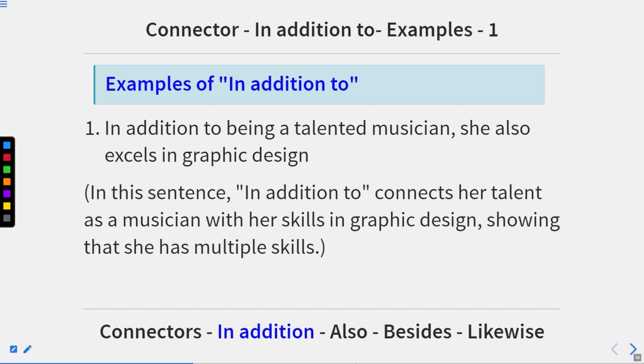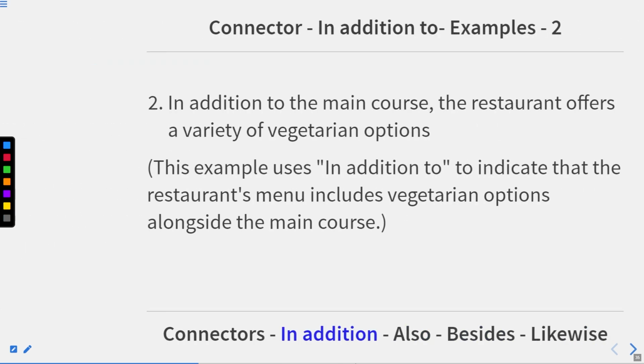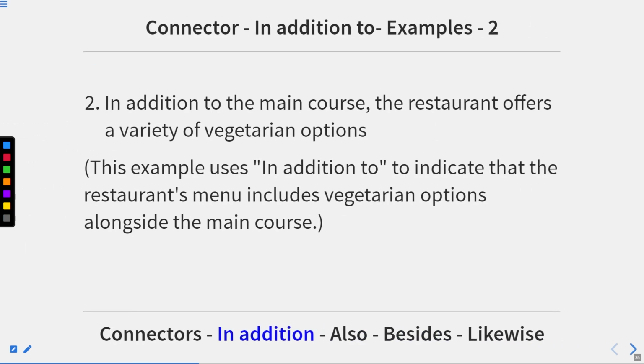Now, examples of in addition to. Being a talented musician, she also excels in graphic design. In this sentence, in addition to connects her talent as a musician with her skills in graphic design, showing that she has multiple skills. In addition to the main course, the restaurant offers a variety of vegetarian options. This example uses in addition to indicate that the restaurant's menu includes vegetarian options alongside the main course.